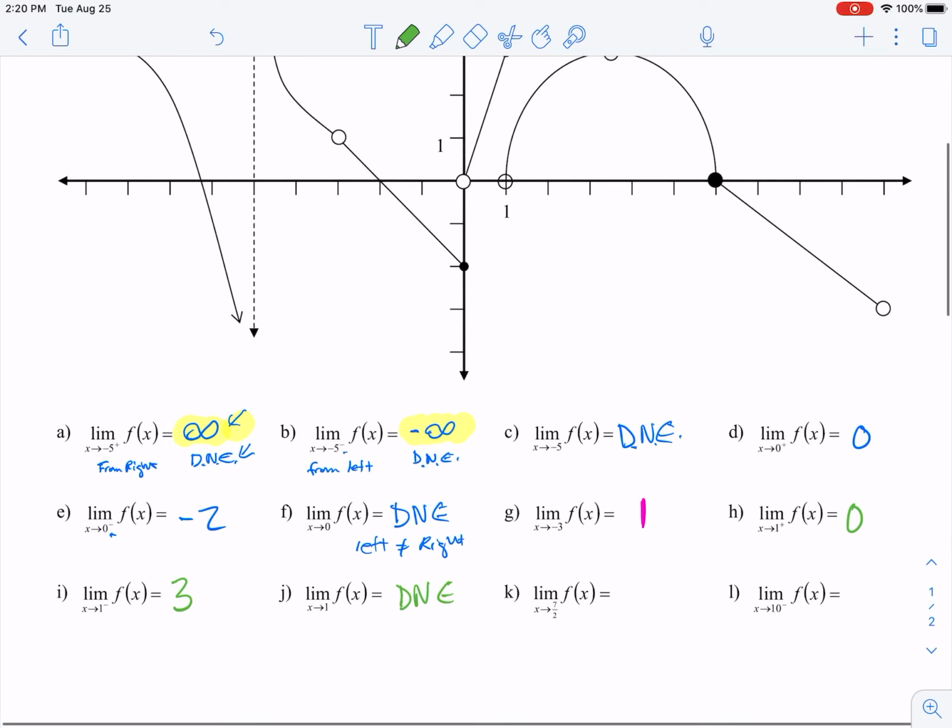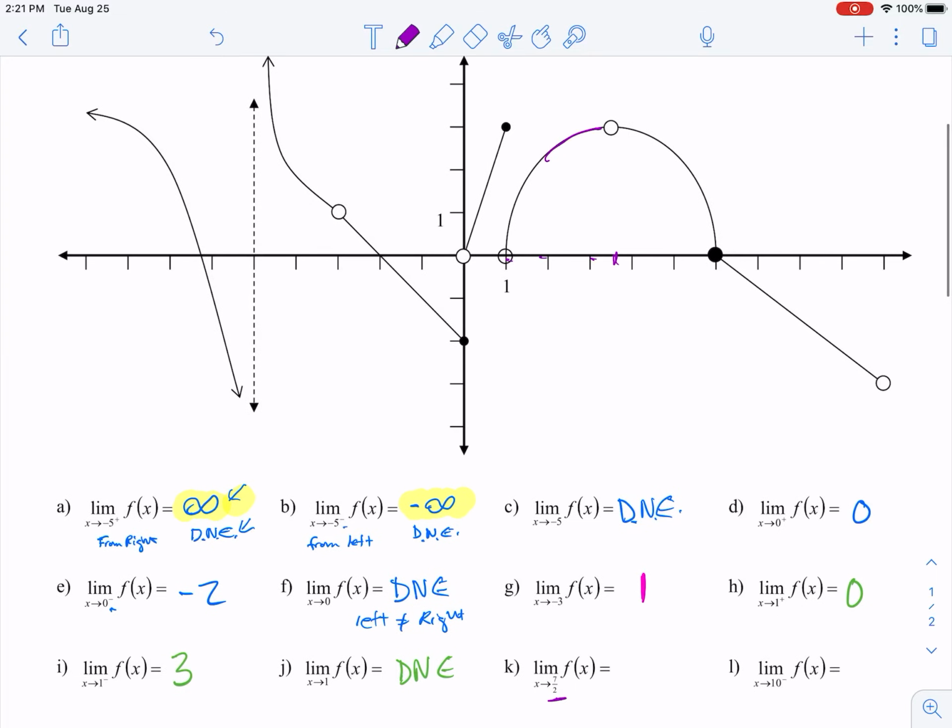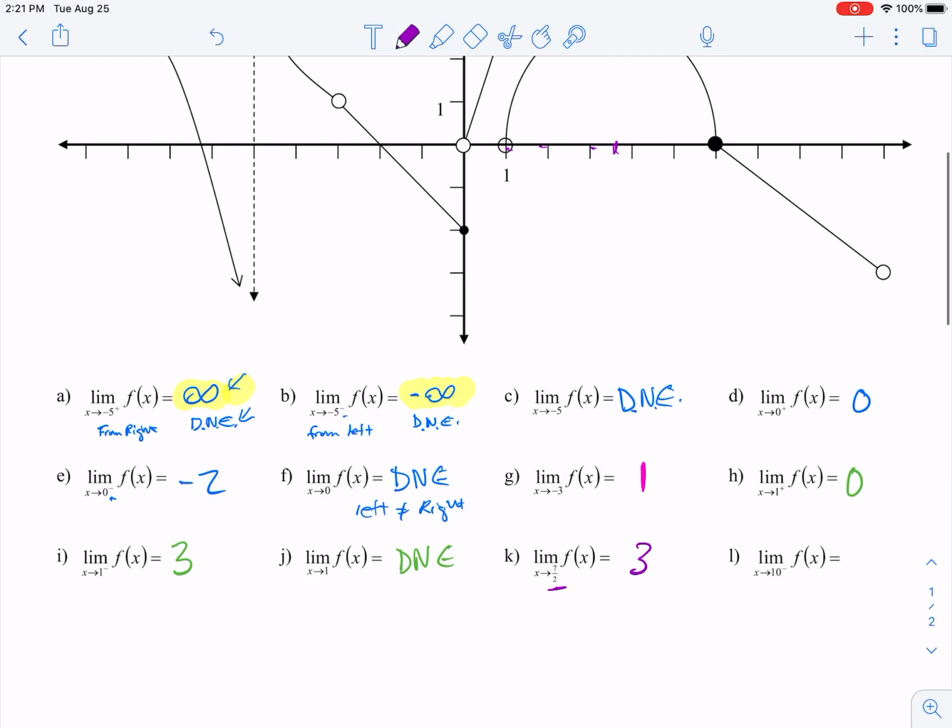Let's change colors. Go for purple. We haven't done that yet. The limit at 7/2. What is that? 3.5. 1, 2, 3.5. So they're talking about this. Come in from the left. Come in from the right. It looks like it's 3.